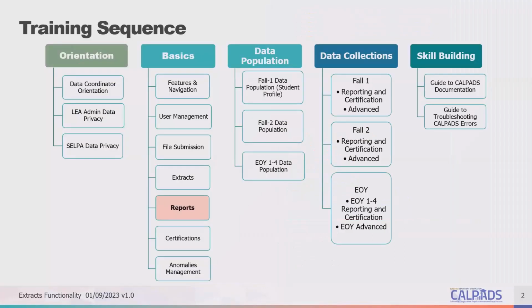Training sequence. This slide shows the CALPADS course catalog. These courses are available as self-paced recordings in Bridge and on the CSIS YouTube training channel. The courses are organized in a training sequence. Highlighted is the reports functionality course. This course is included in the CALPADS Basics complement of courses. The Basics courses were created to help new users build a foundation of skills in CALPADS data reporting.